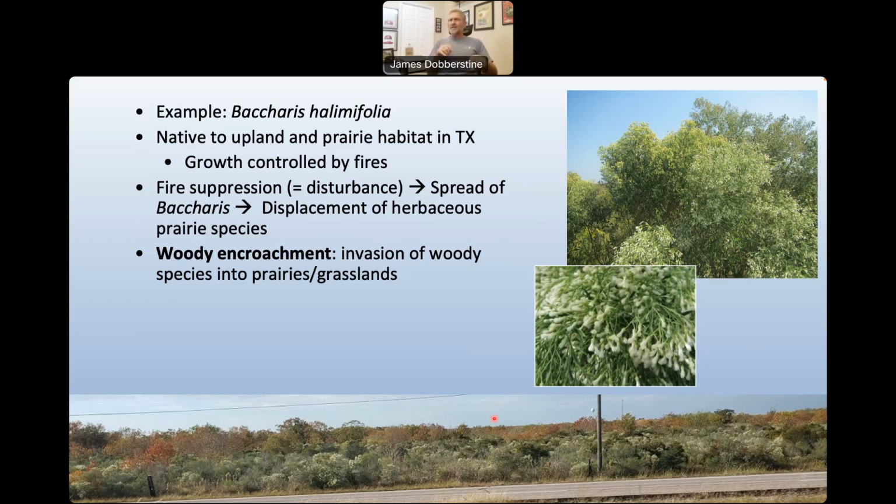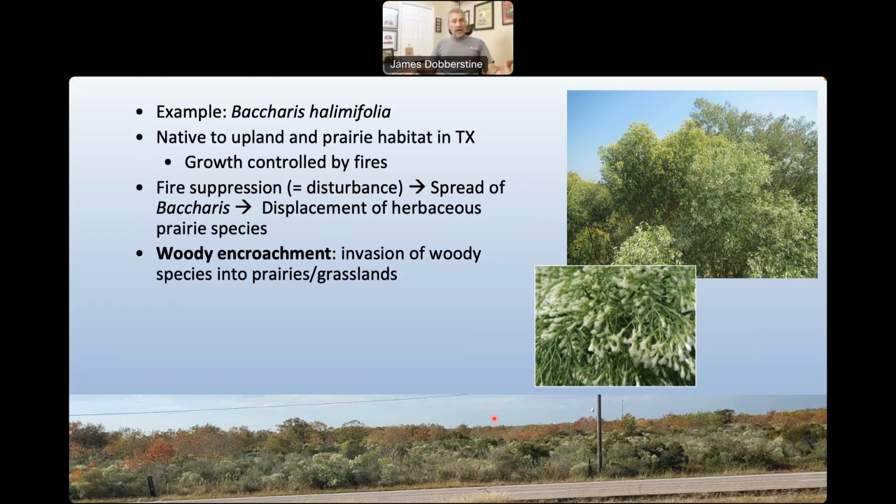I'm thinking about some preserve properties that I managed in Galveston that had a mix of Iva and Baccharis on it. If you know what you're looking for, they're fairly easy to tell apart. And Baccharis does have these really pretty white flowers when it is in bloom. That really differentiates it at that point. They're really easy to tell apart. But sometimes the leaves are somewhat similar, the growth forms are similar, so they can be mixed up with one another. Again, they're native to upland and prairie habitats across Texas.